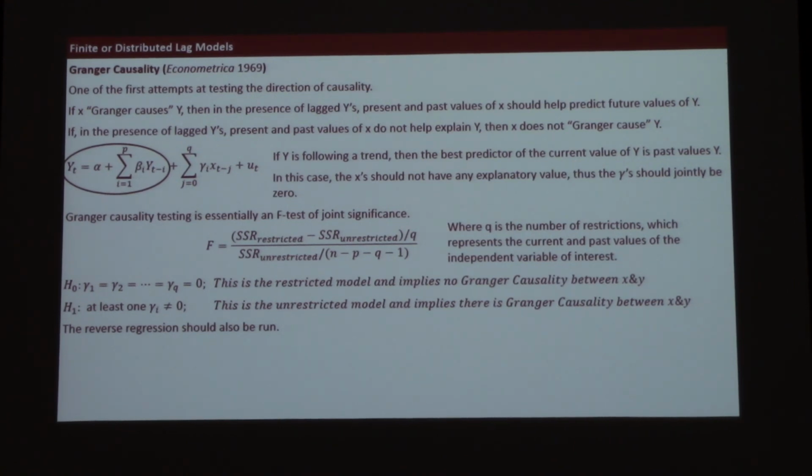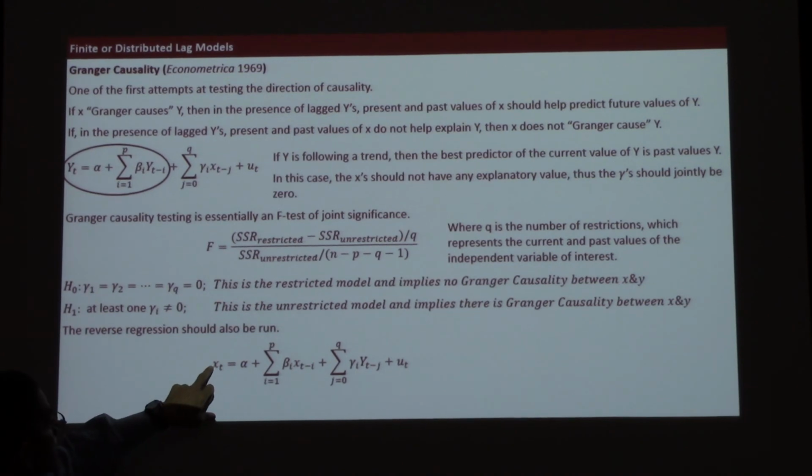Yeah, he did win the Nobel Prize, so it's, like I said, one of those things where it's not uncommon to be asked. This is the most famous measure of causality. There's another one called Sims causality, but it's a little bit more convoluted. This is the most popular one. It's also common to run the reverse regression.